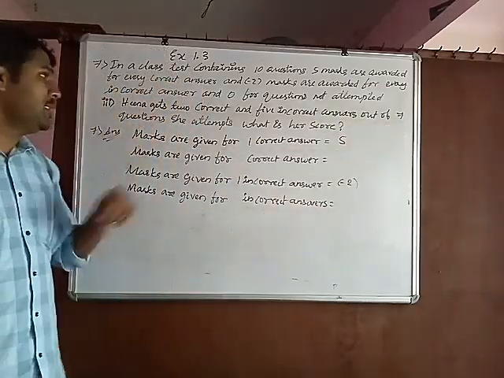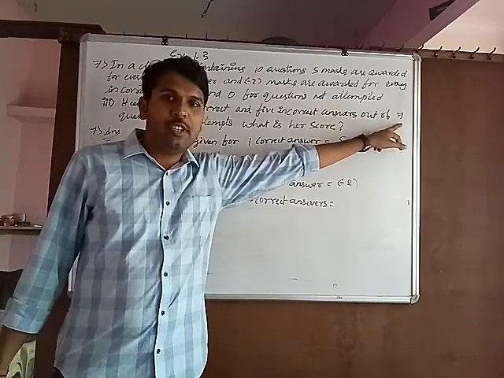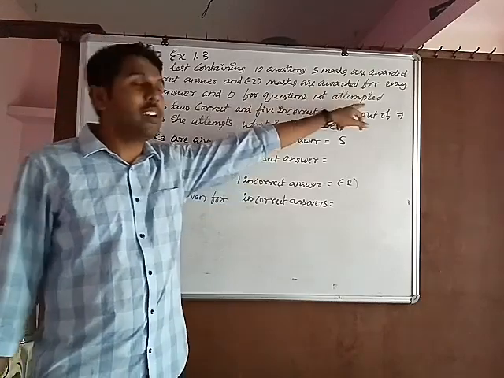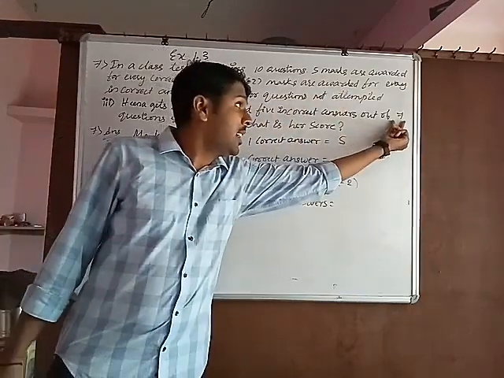7 questions she attempts. What is her score? She attempted only 7 questions. Remaining 3 questions not attempted. That means 0 for questions not attempted. So leave it for not attempted questions. Just take the attempted questions.